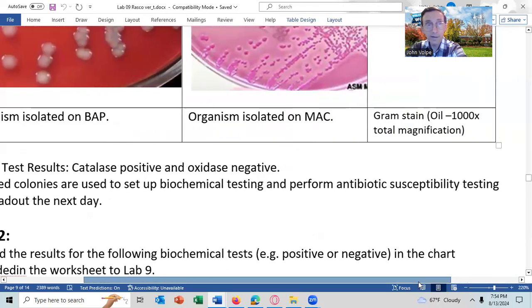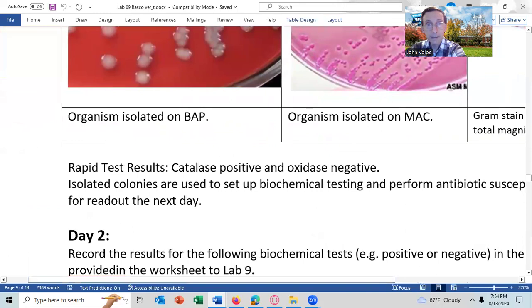And then some more tests were run. The rapid test: it was catalase positive and oxidase negative. And then we performed some further tests on day 2.